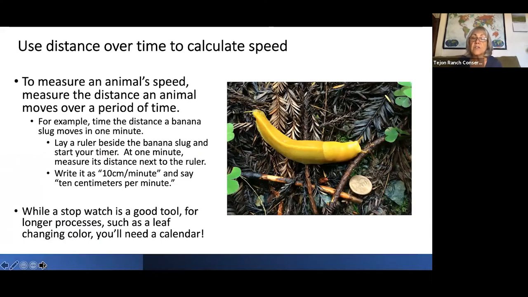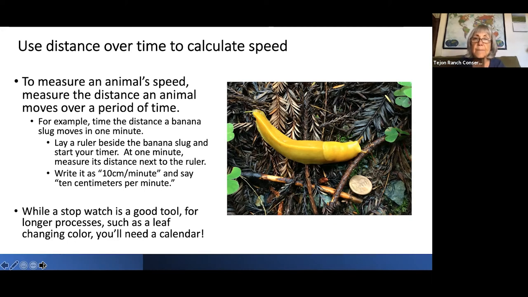Okay, now that you've done 2 journal entries, we're going to talk about distance over time. So speed is what we're going to be talking about. To measure an animal's speed, you're going to measure the distance that it moves over a particular period of time. If you're sitting in a car and the car is driving at 50 miles per hour, what you're saying is if you drive at that speed for 1 hour, you will have gone 50 miles.